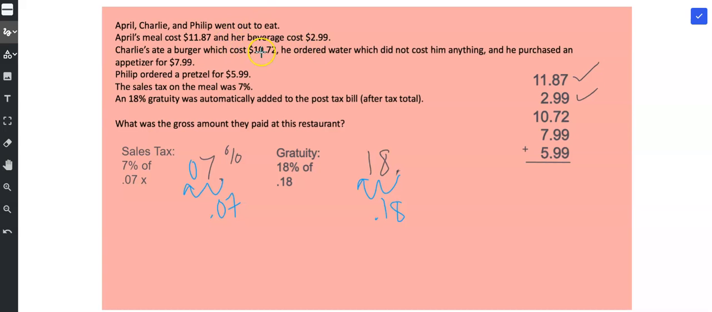Charlie ate a burger which cost $10.72. He ordered a water which did not cost him anything, and he purchased an appetizer for $7.99. Philip ordered a pretzel for $5.99.